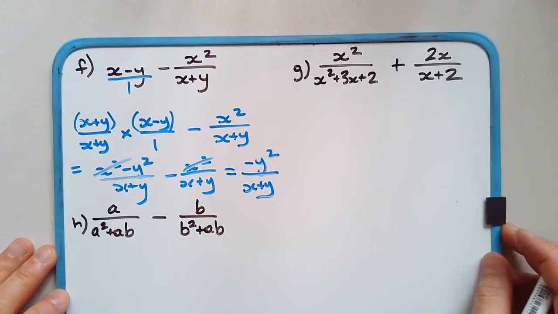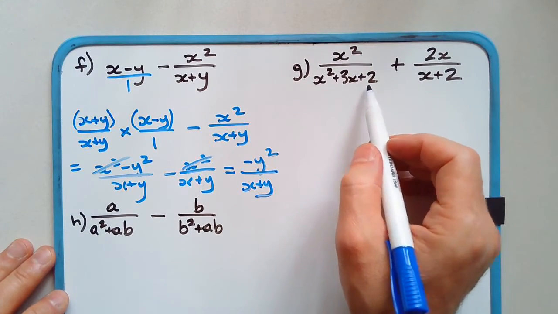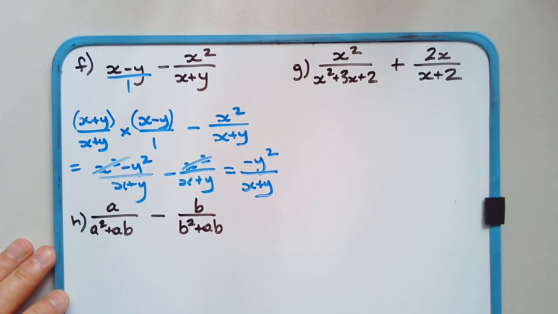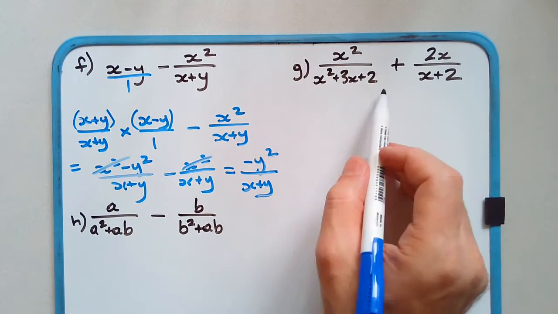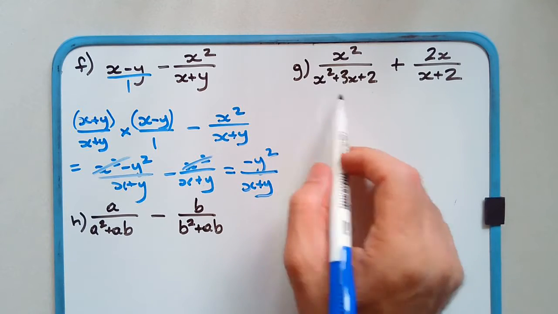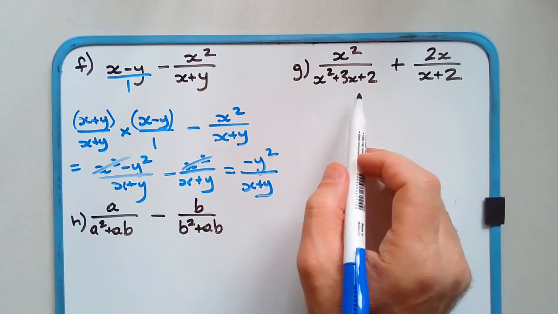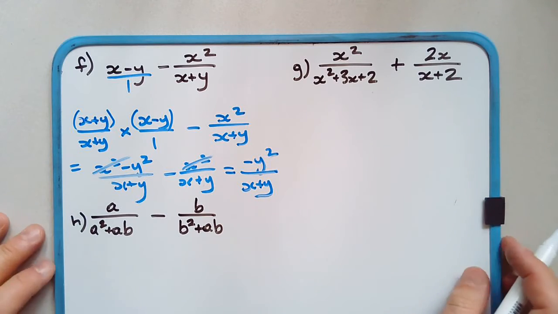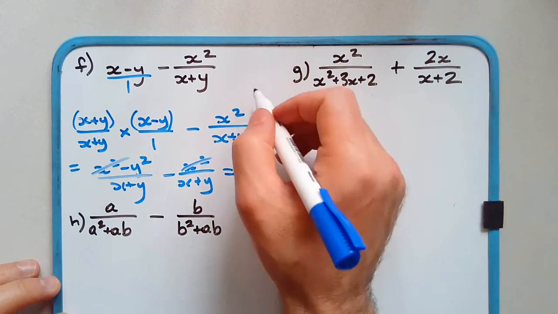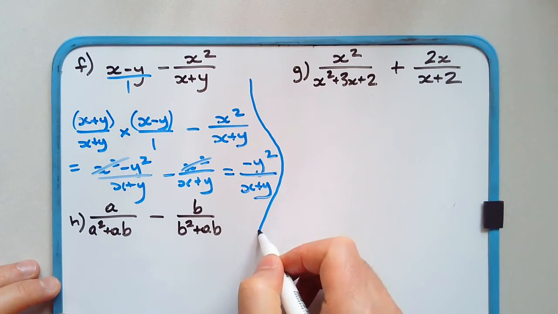Part G. x squared on x squared plus 3x plus 2, plus 2x on x plus 2. Again, we need a common denominator. All right. So the way we're going to work that out is let's factorize the first denominator here, and work out what's missing in the second denominator, and then maybe multiply it through, and let's hope we get something that's going to work. Okay. So I just need a little bit of space here.